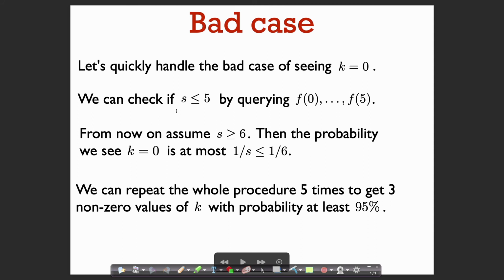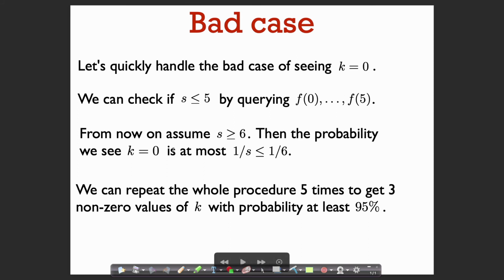If s is small, like if s is less than or equal to 5, we can directly handle that case just by querying f of 0 through f of 5. If we see two values that are the same, then we know what s is. So now we can assume that s is bigger than or equal to 6.